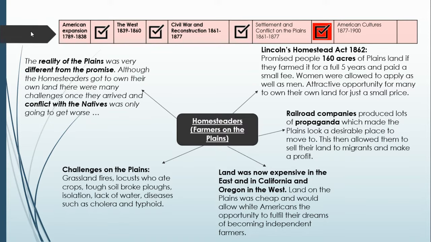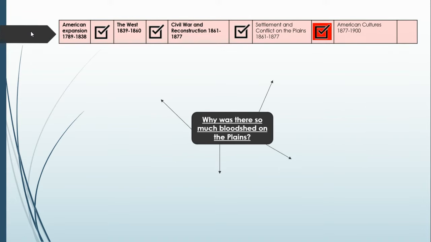So again, I've just said the reality was very different from the promise. Although the homesteaders got their own land, there were many challenges once they arrived. And of course, there were the natural hazards on the plains. Conflict with the natives was only going to get worse. So why was there so much bloodshed on the plains?